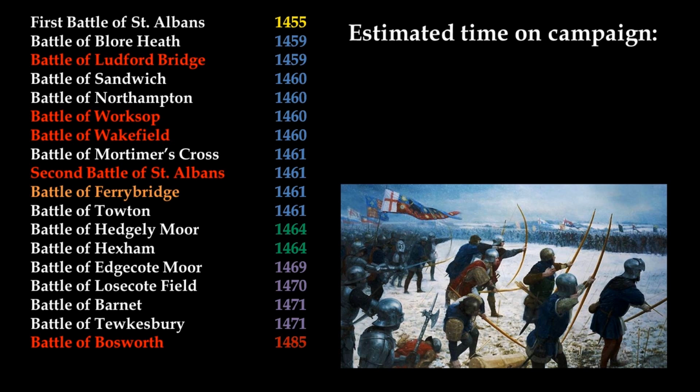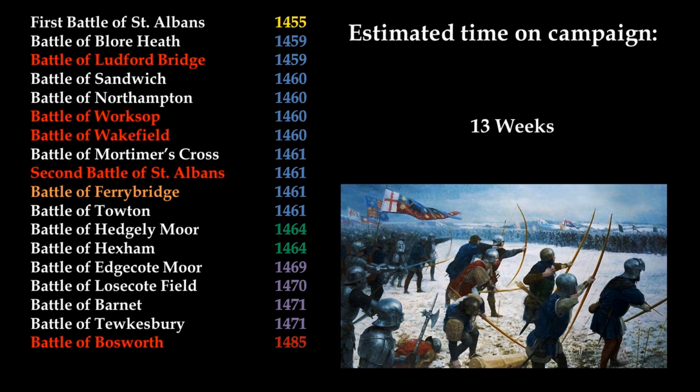But how much time was actually spent on campaign? And if you look at these dates, which I've color coordinated, then you can see that the campaigns were quite far-flung. They were quite stretched out over this period of 30 years. And actually there were only 13 weeks spent on campaign, and out of these battles only about 8 of them were major battles. Now the Battle of Towton absolutely overshadows all of them.